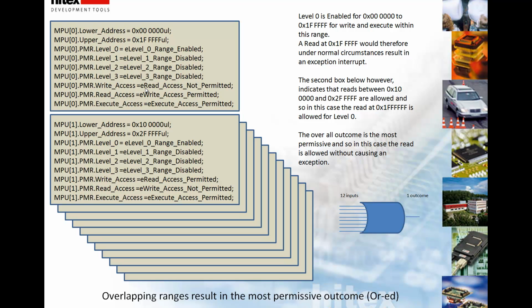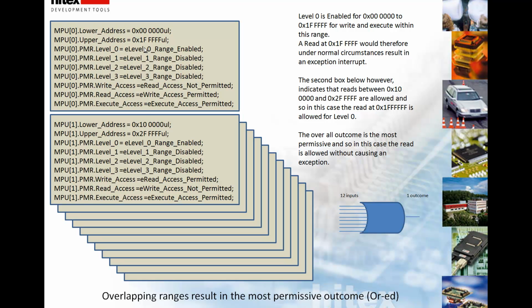As you can see, it has no permission to read that memory or execute code from that memory location. So the only thing that we are allowed to do for this memory location is for level 0 to be able to write to it. If we have a look at the second block, the second memory protection range, we can see that for level 0, which is range enabled, we have access to read but no access to write.